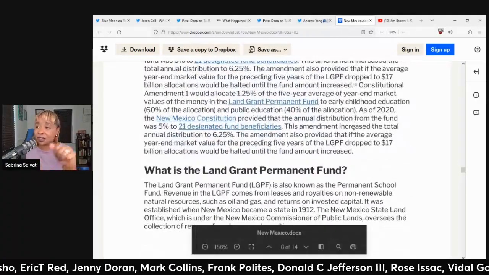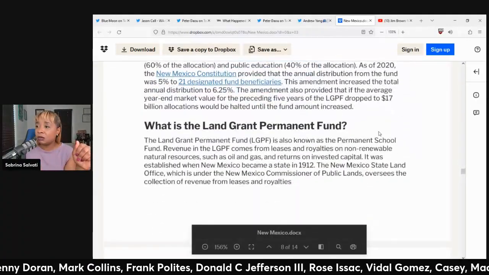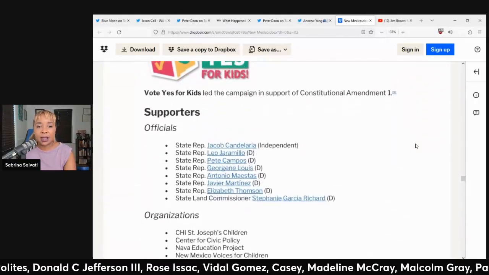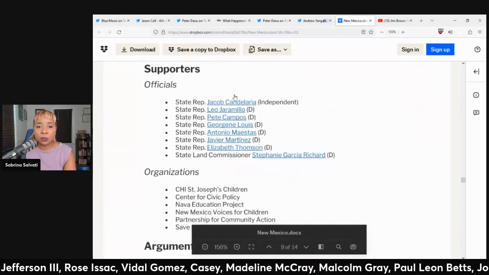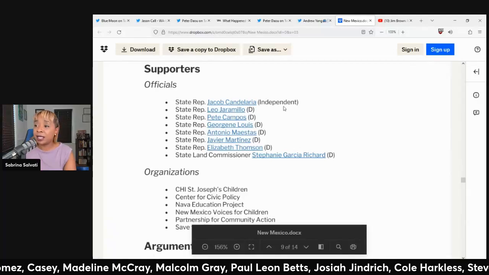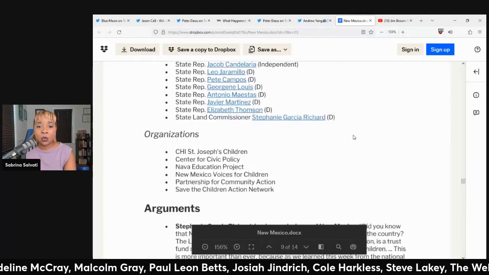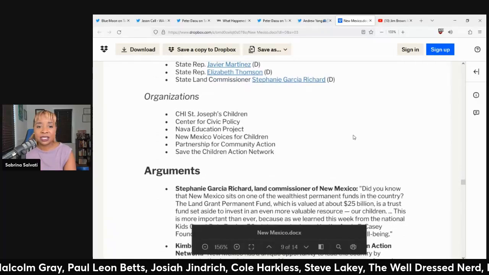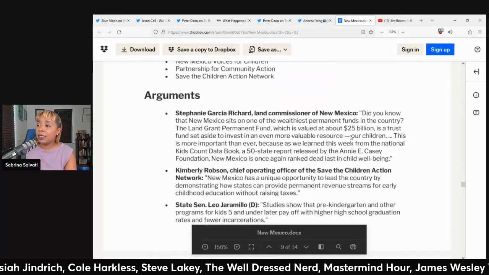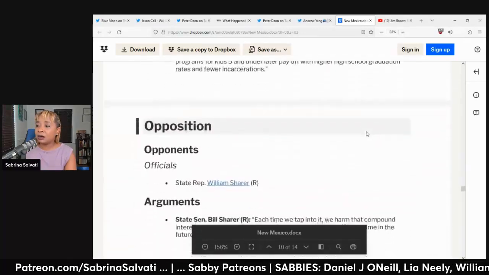Again, because I'm pressed for time, I don't have time to go into all the specifics, but I think you get the gist of it here. Here are some of the people who supported it, mainly Democrats. There's one independent that supported it. And then some of the organizations, Center for Civic Policy, New Mexico Voices for Children. And then there's some of the arguments there.